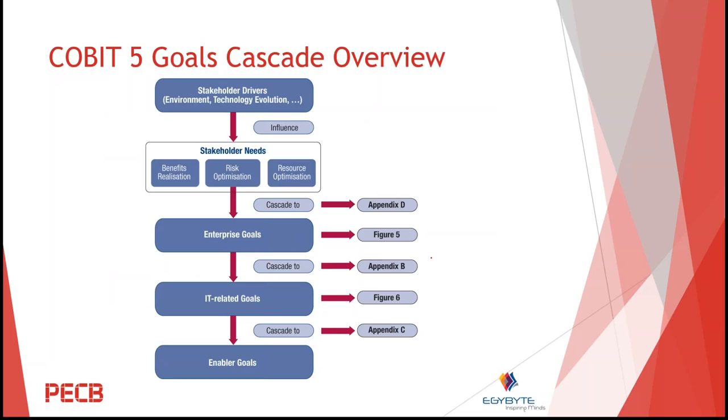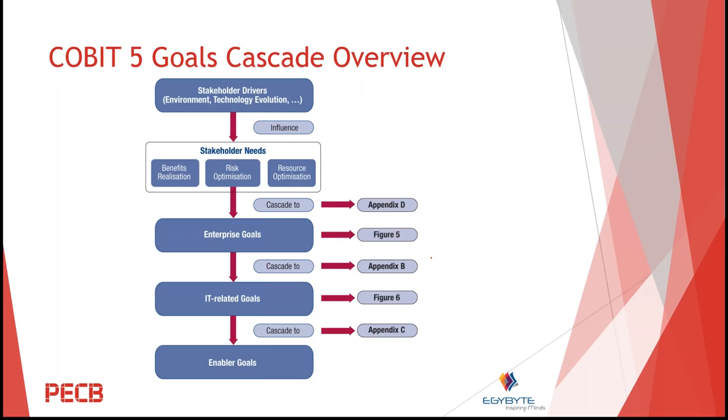So we have the stakeholder drivers, which can come from environment, technology evolution, regulations from inside our country and so on. We have a lot of drivers for our stakeholders. Then they influence stakeholder needs, and whenever we can define our stakeholders and their needs, we should have a map between their needs and our three main efforts: benefits realization, risk optimization, resource optimization. Then we can use the goals cascade provided by COBIT5, using its appendices and figures, to know how to map specific needs related to benefits realization or risk and resource optimization to enterprise goals.